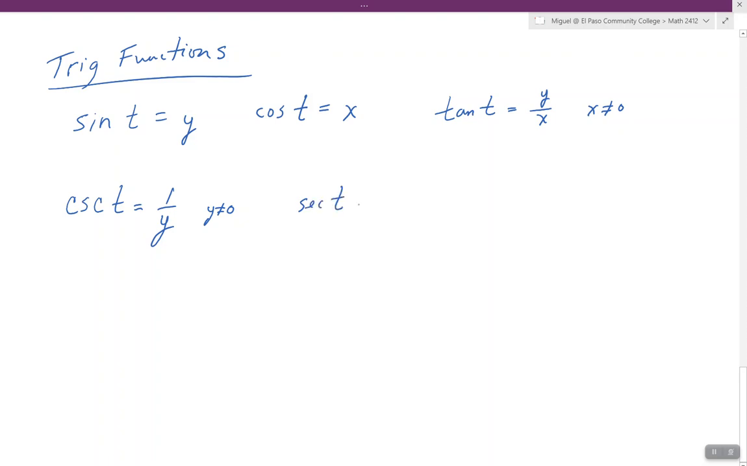Secant is the reciprocal of cosine, so it's 1 over x. X cannot be 0. Cotangent is the reciprocal of tangent. So cotangent of t is equal to x over y. Y cannot be 0 because it's in the denominator.